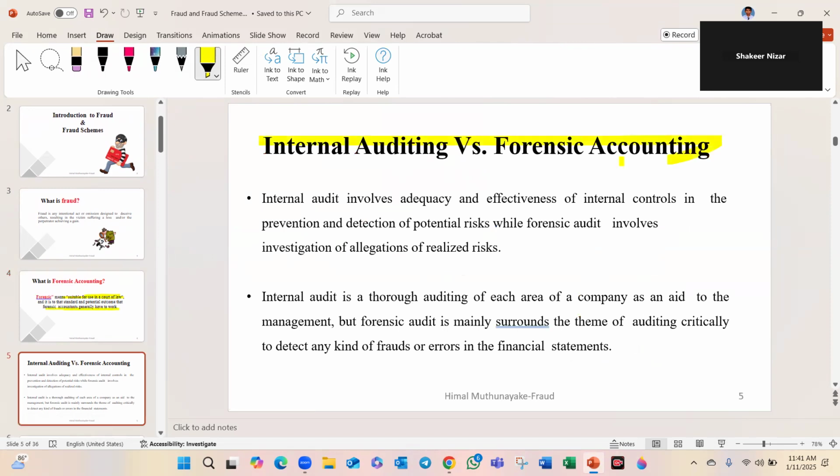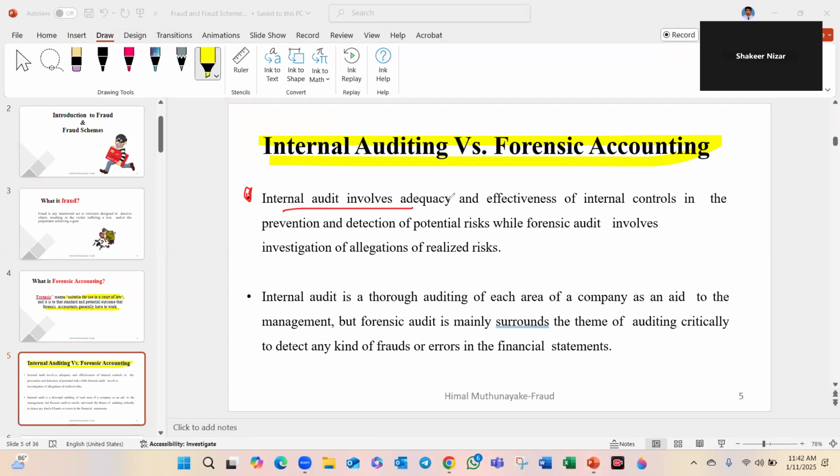Internal auditing versus forensic accounting. Internal means the people inside the company. It is a part of the normal auditing. Internal audit involves adequacy, and we are testing the TOCs, right?